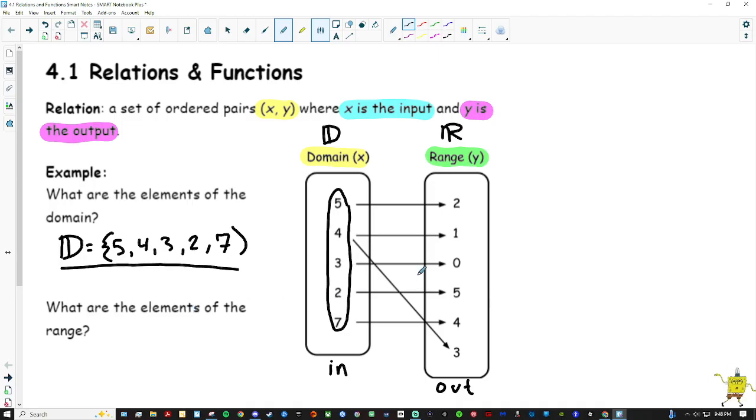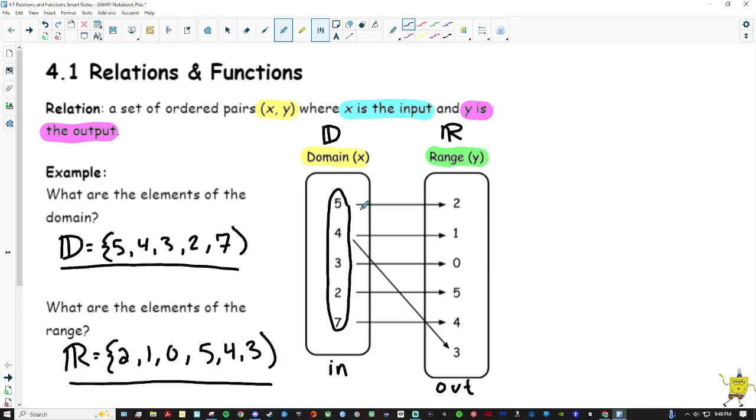The range are all of our numbers in our range, all of the y values. So we write capital R equals our bracket and all of our numbers in the range. 2, 1, 0, 5, 4, and 3. This is our range. Domain is x, range is y. That's the first thing we need to know about our relations and functions.